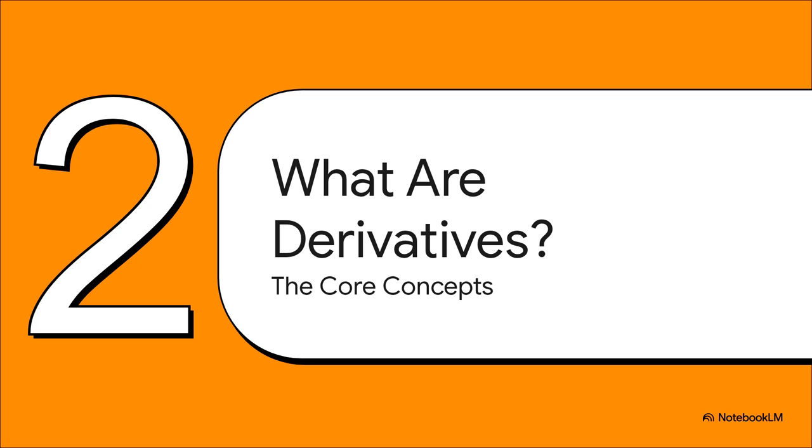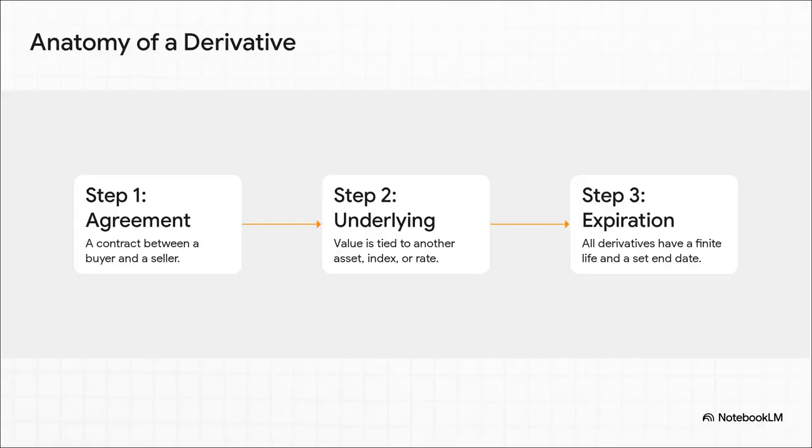Okay, so what's really going on inside one of these powerful contracts? Let's break it down. If you strip away all the complicated jargon, you're left with a surprisingly simple agreement. It's got three basic parts. First, you've got two parties, a buyer and a seller, making the deal. Second, you've got the underlying. That's just the thing they're making the deal about. Could be oil, gold, a stock, whatever. And finally, every single derivative has a shelf life. It has an expiration date.